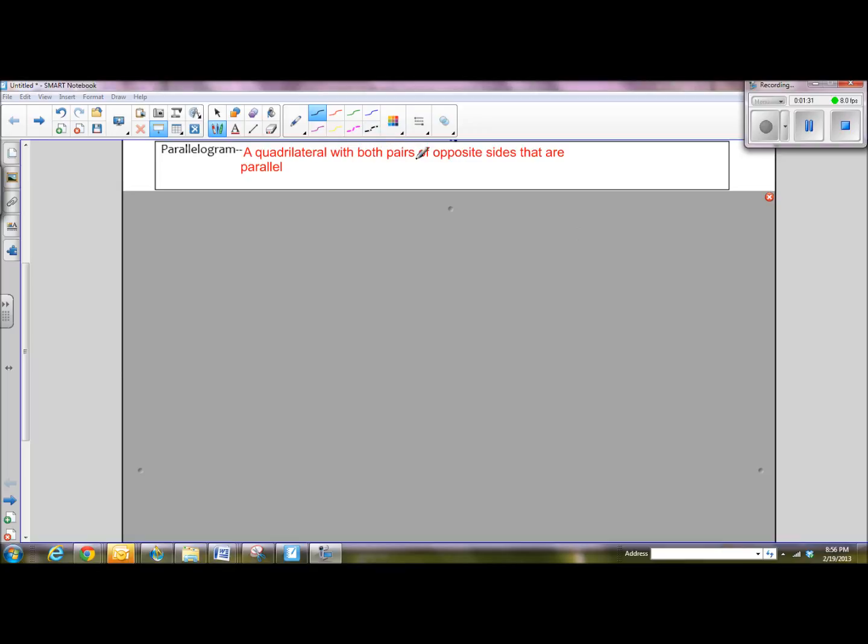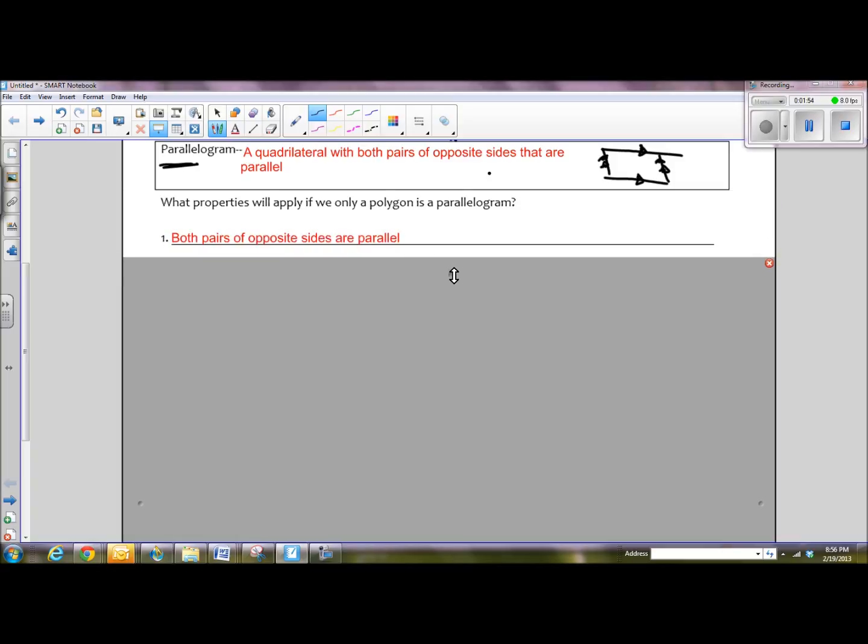If a quadrilateral has both pairs of its opposite sides that are parallel, so if we have a pair of opposite sides parallel here, a pair of opposite sides parallel here, then this is called a parallelogram. And a parallelogram possesses quite a few properties that are important. The first one is that both pairs of opposite sides are parallel, and that's where the parallelogram gets its name from, the fact that both of its opposite sides are parallel.